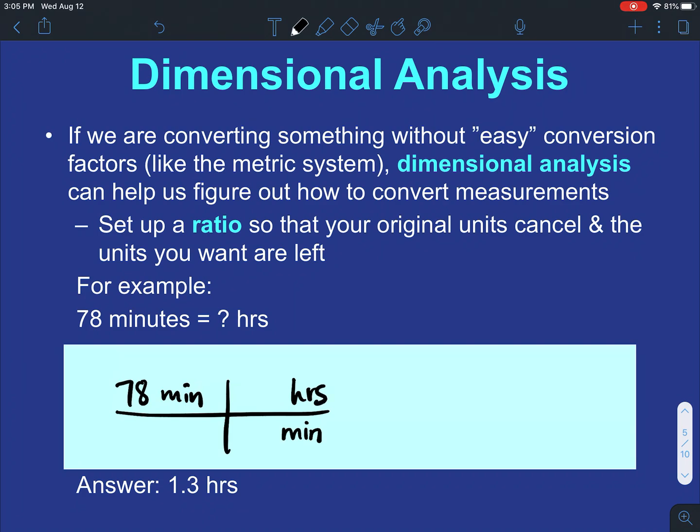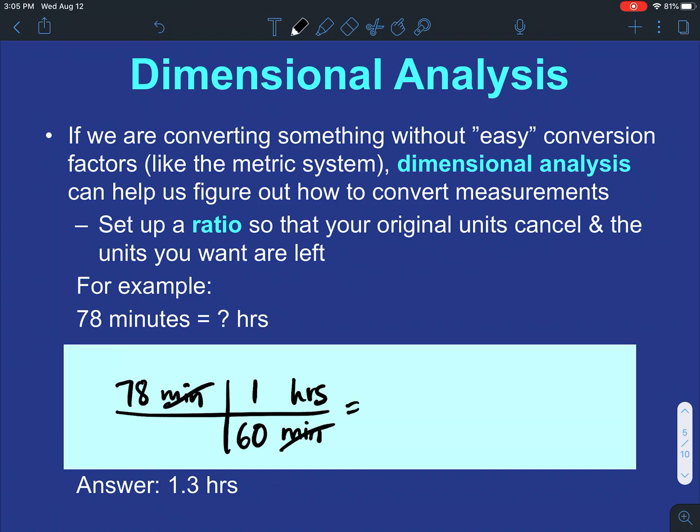Okay, and then I'm going to think how many minutes are in an hour. In 1 hour, I have 60 minutes. Generally, everybody knows that one, but if you don't, it's actually on your conversion sheet. And then I'm going to check and make sure the units I don't want cancel.